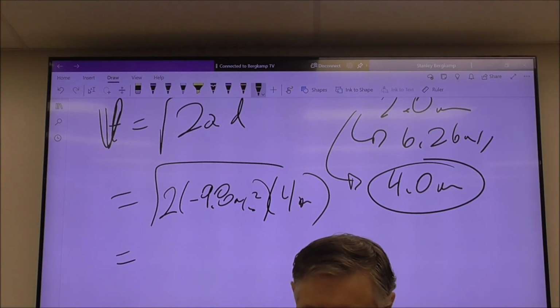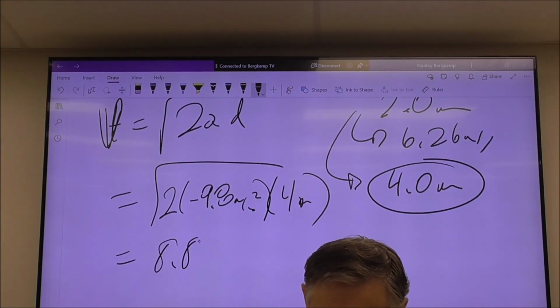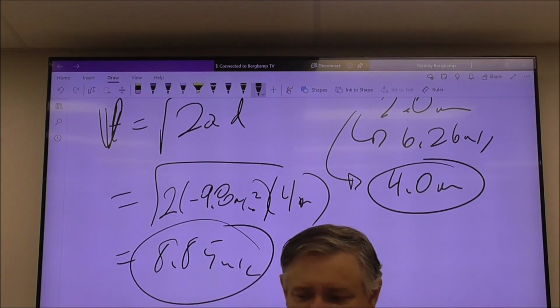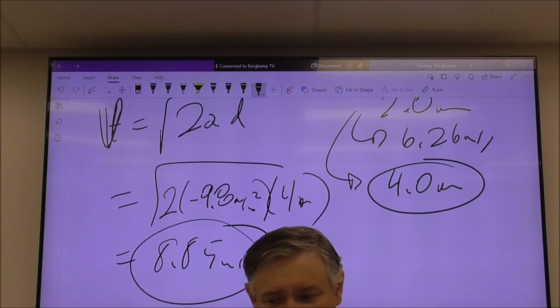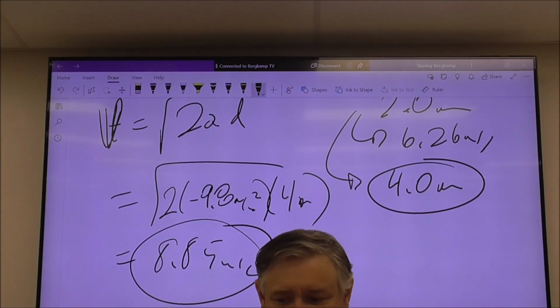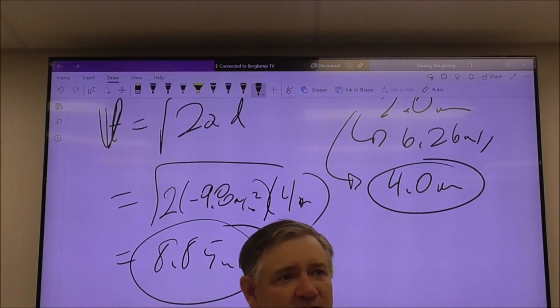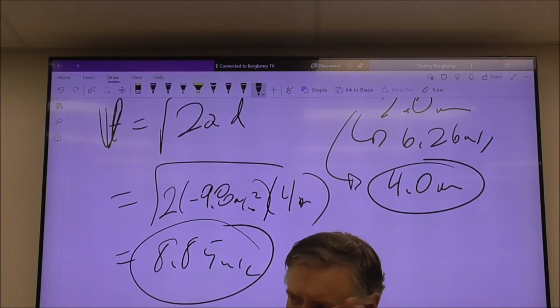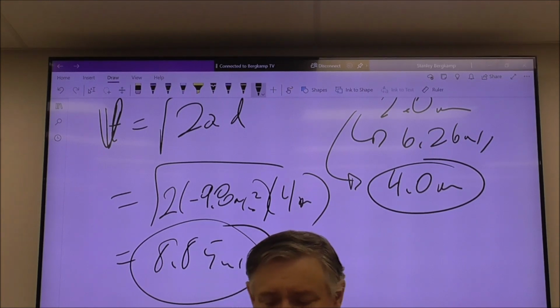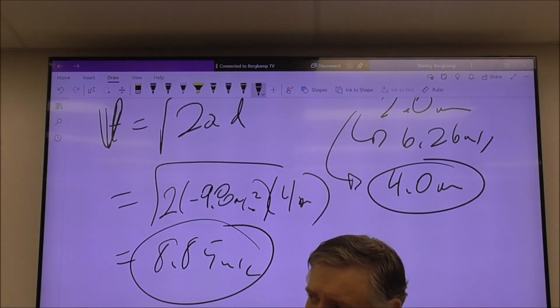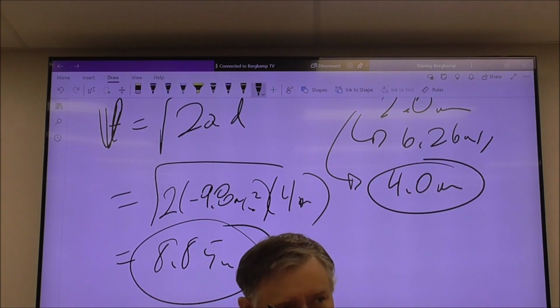It's 8.85. 8.85 meters per second, which is nowhere near close to doubling the velocity. Because if I doubled the velocity, I'd be at 12.6. So this in no way is anywhere close to doubling it. Is it faster? Yeah. Is it doubled? No. So if you're into smash mouth physics, you can do that.